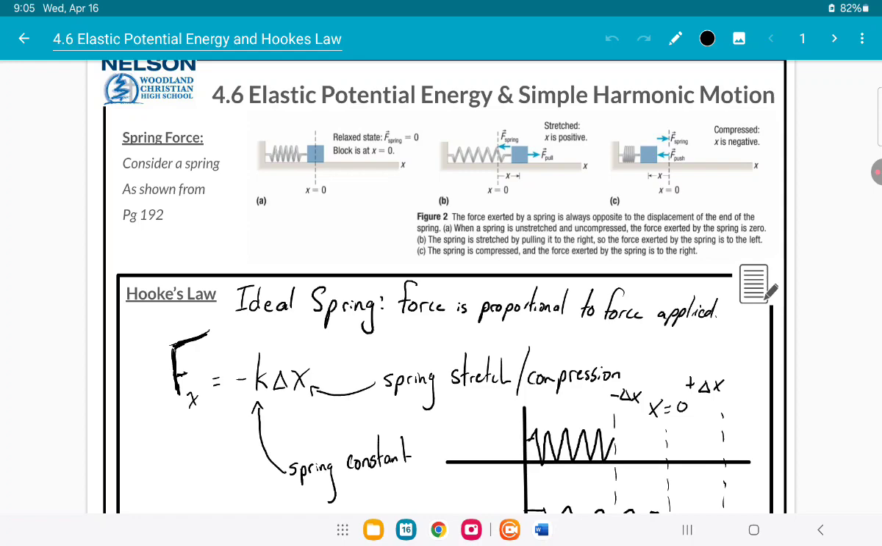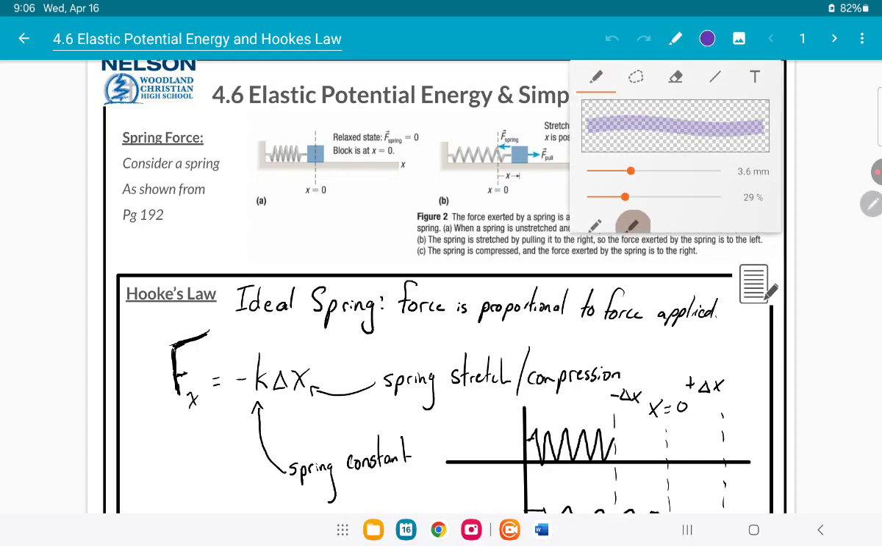Feel free to pause the video as we're going just so you can record things into your notes. Now, so far we've looked at gravitational potential energy and kinetic energy as two forms of energy, and now we're introducing spring energy. In order to do that, we first need to look at Hooke's law and what an ideal spring is.